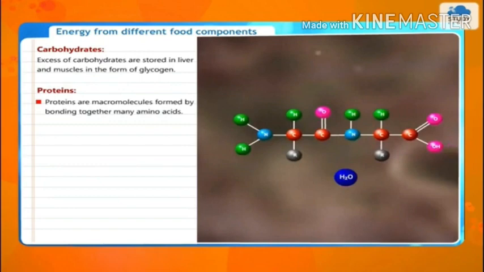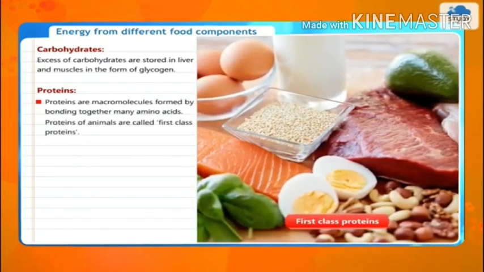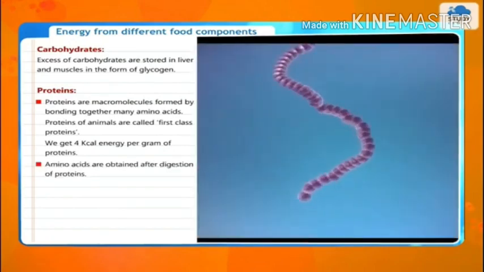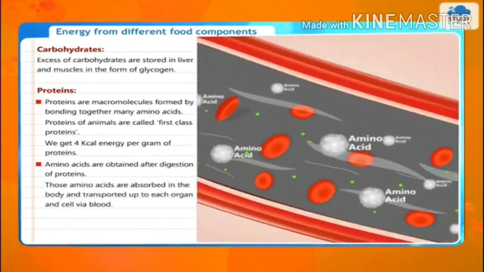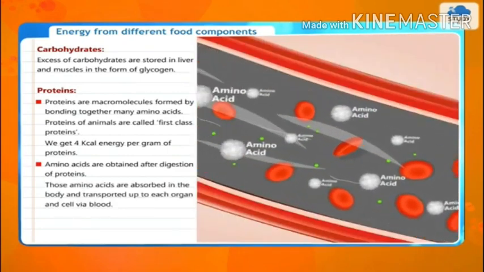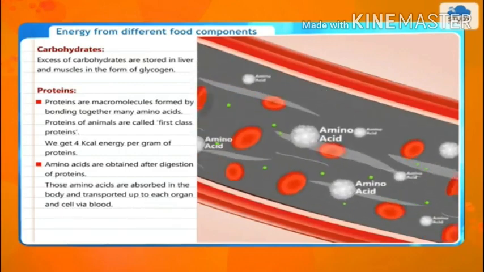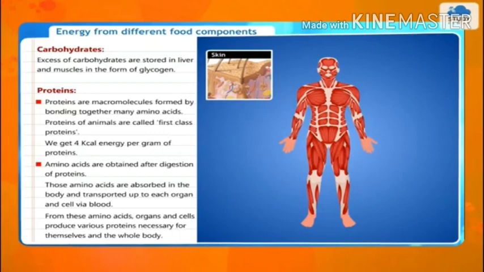Proteins. Proteins are macromolecules formed by bonding together many amino acids. We get 4 kilocalories of energy per gram of protein. Amino acids are obtained after digestion of protein. Those amino acids are absorbed in the body and transported to each organ and cell via blood.